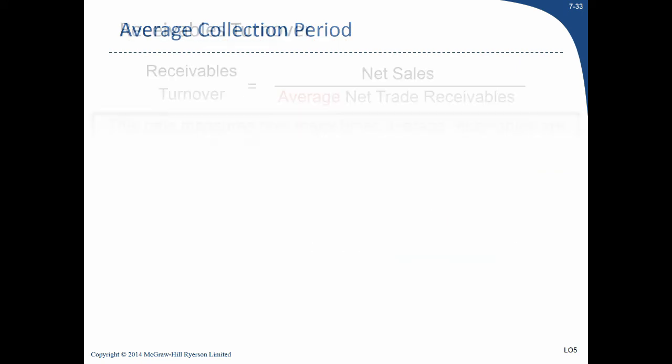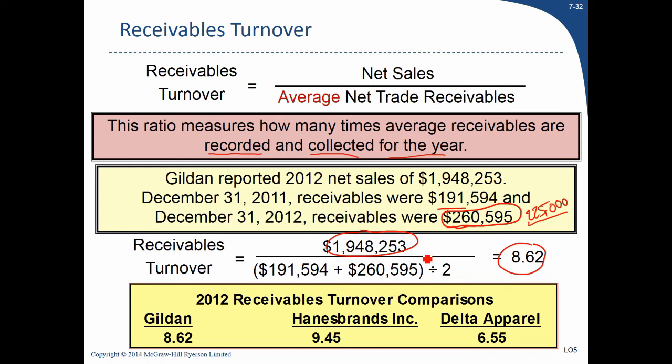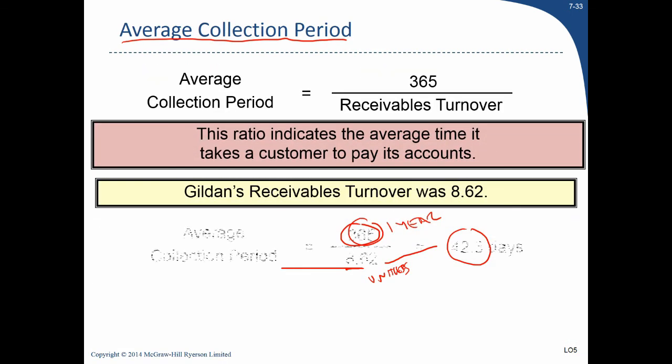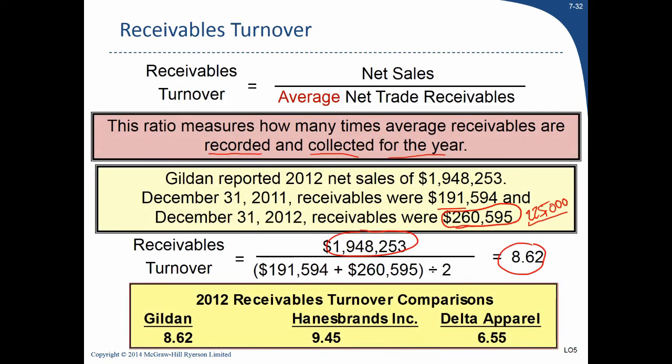If we were to go back, Hanes Brands, because they have higher receivables turnover, 9.45, if you were to take 365 over 9, you're going to get a lower number. Meaning they're collecting in fewer days, meaning they're maybe more aggressive in their collection policy. Right? So all this is meant to get a sense of the cycle of when we sell to a customer, how long does it take us to collect, and how frequently do we go through that cycle?